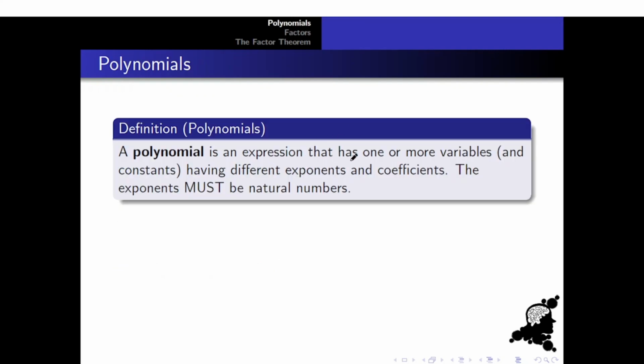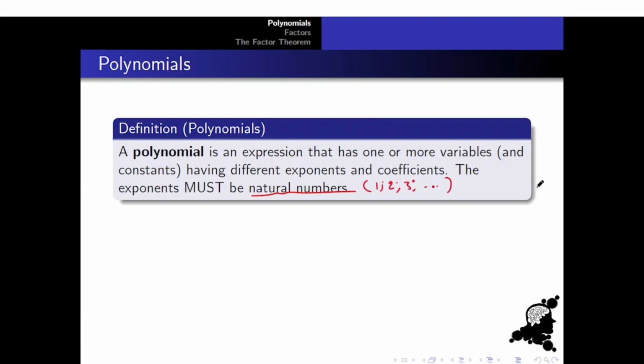So by definition, a polynomial is an expression that has one or more variables or constants that have different exponents and coefficients. One important thing to take note of is that the exponents must be natural numbers. Now, what are natural numbers? You would remember we said natural numbers are counting numbers. These are numbers that include 1, 2, 3, etc.